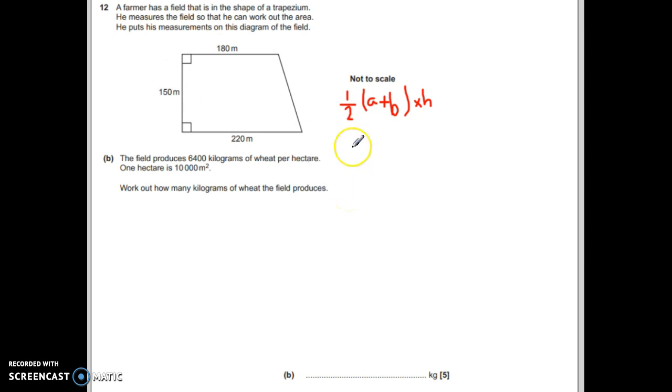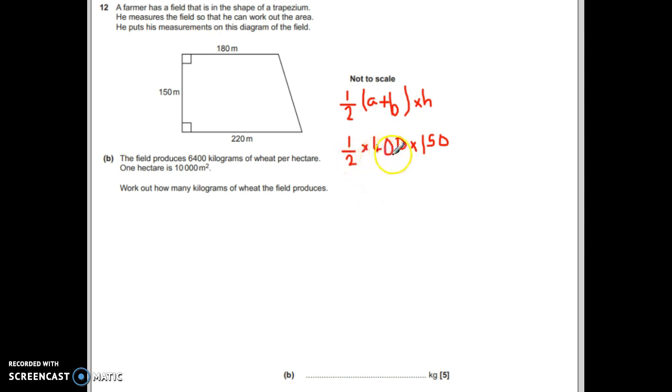So if we substitute our values in, we've got half, and then A plus B, so 180 add 220, that's going to give me 400, so half times 400, and then we times it by the height that we've already spoken about. We want the perpendicular height, so straight up and down is 150 meters. Okay, so half times 400 times 150. Well, this is all a bit much to do in my head since this is non-calculator, so I'm going to break it down in steps.